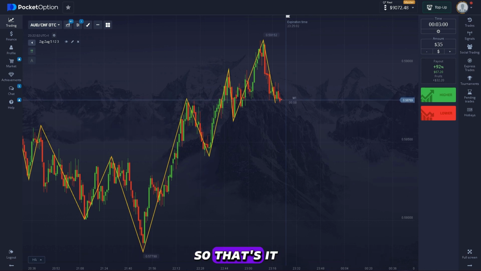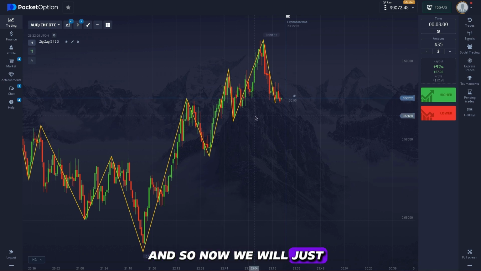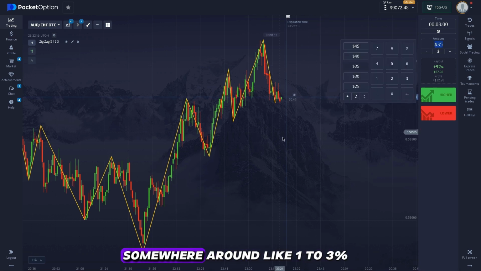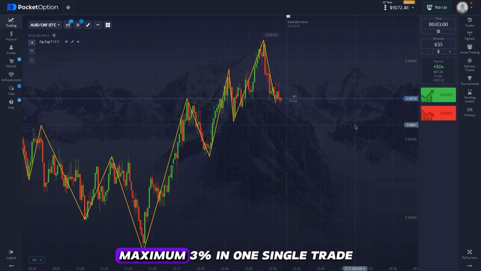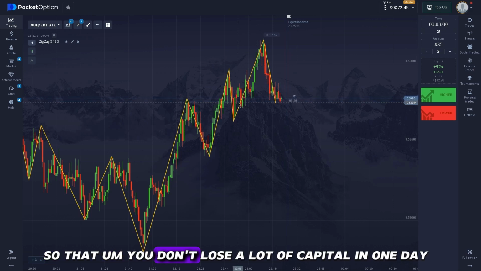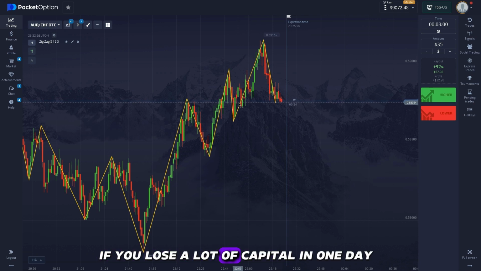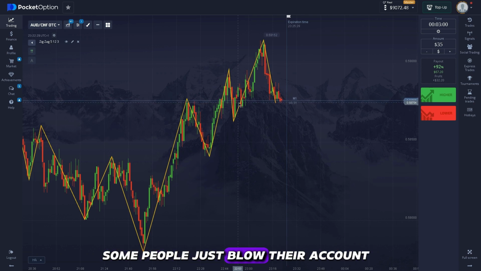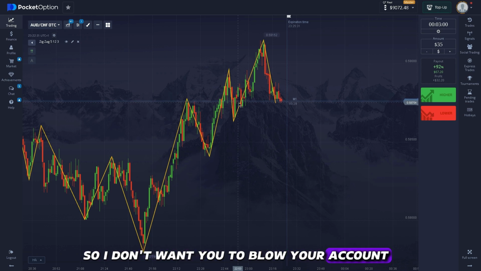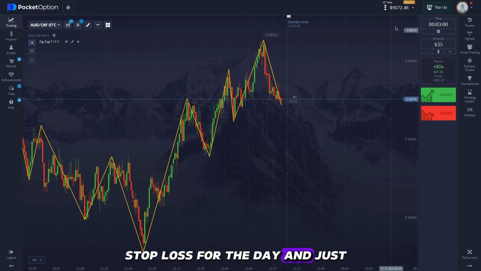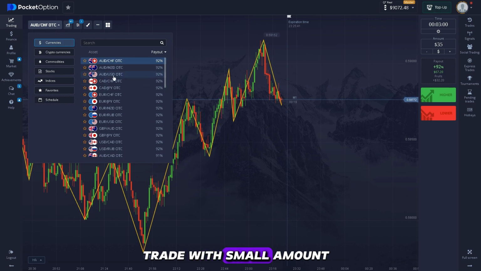So that's it for the basics. Now we will move on to our price action strategy and see how it goes. For money management, I would recommend using somewhere around 1 to 3%, maximum 3%, in one single trade, so that you don't lose a lot of capital in one day. Sometimes if you lose a lot of capital in one day, some people just blow their account, and I don't want you to blow your accounts because of that. Just set a stop loss for the day and trade with a small amount.